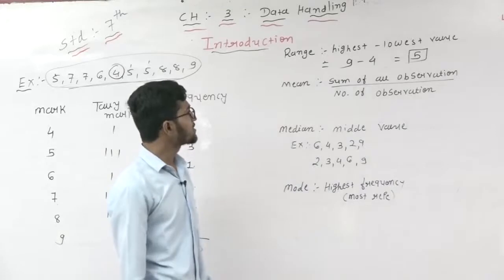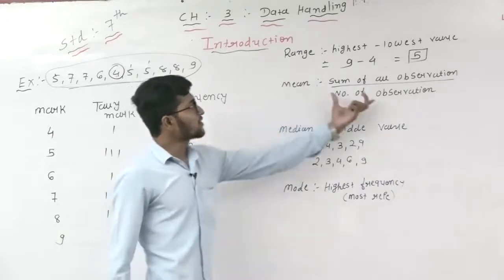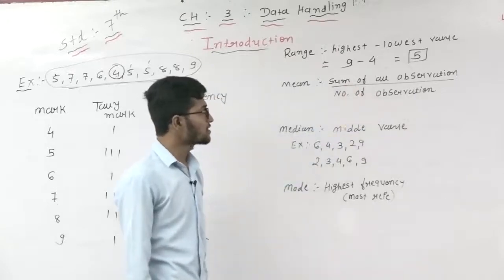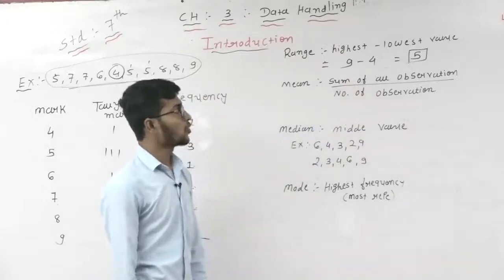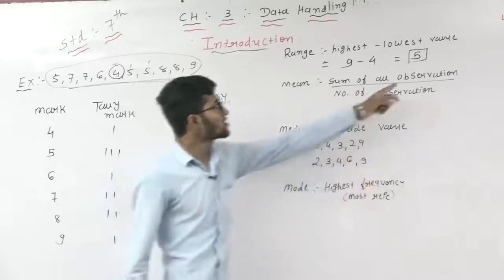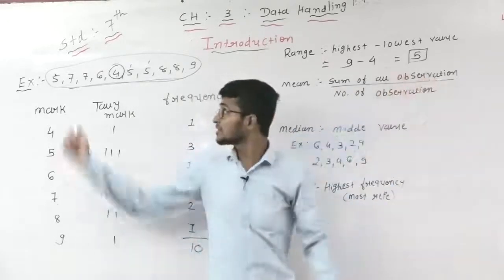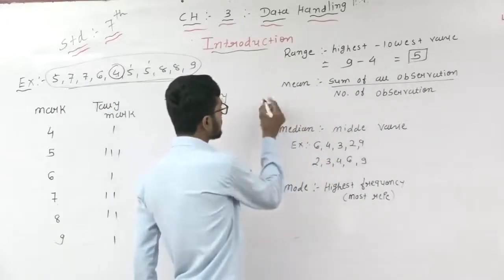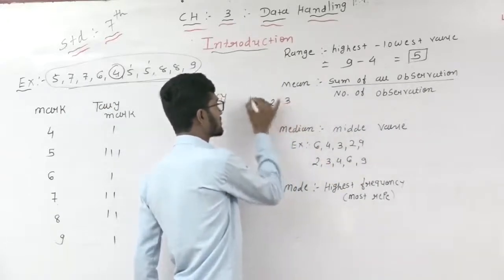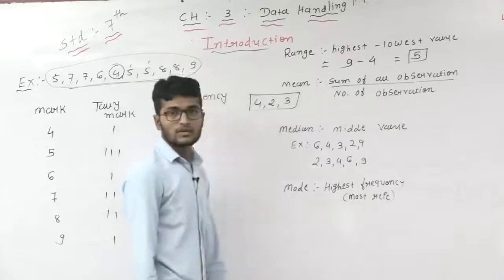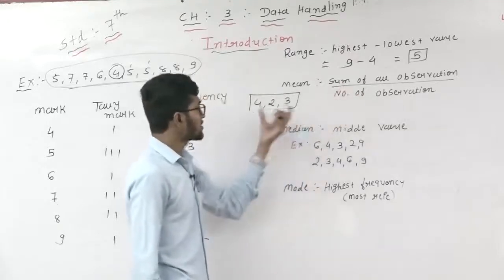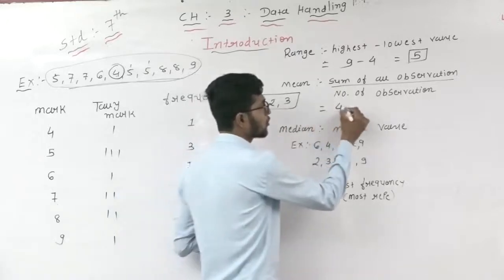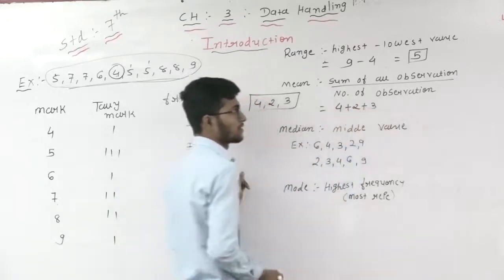Then the second one is the mean. So this is the mean's formula. What is the mean's formula? Sum of all observations divided by number of all observations. So what is an observation? Observation is nothing but our information. Suppose 4, 2 and 3 are given. This is our information. The sum of all observations means the sum of all information. So 4 plus 2 plus 3.